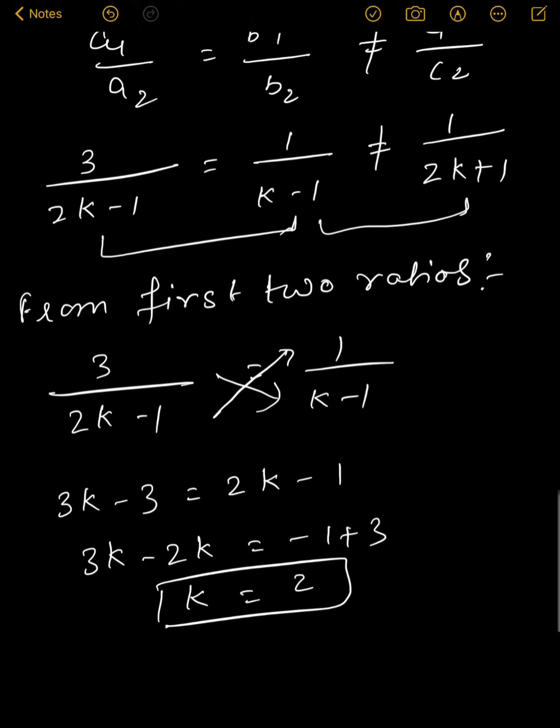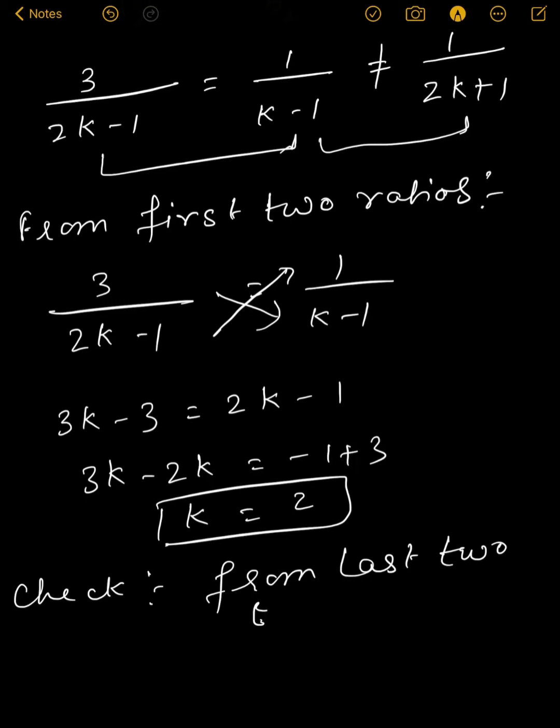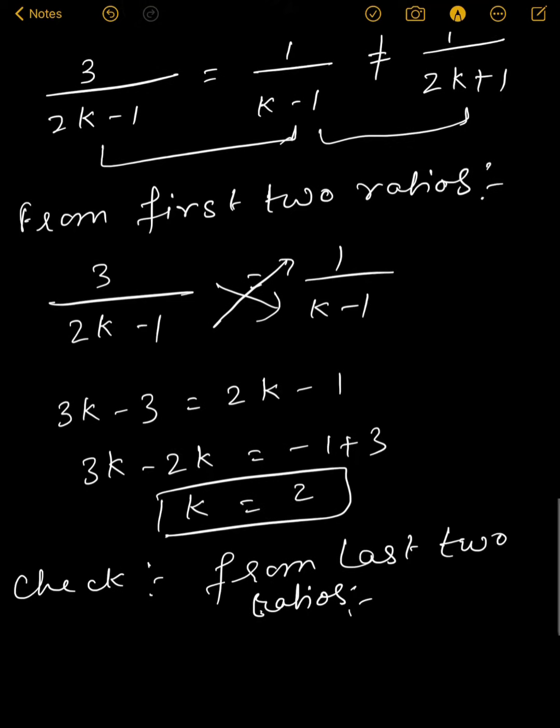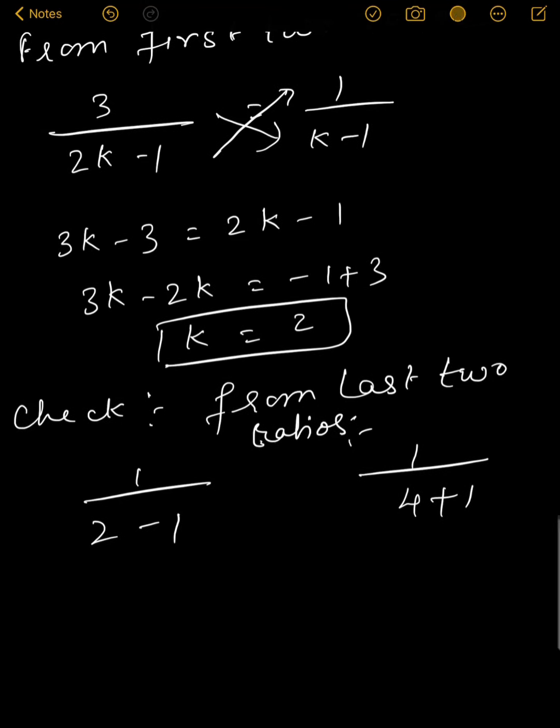So let's check it with the second ratios, whether it satisfies or not. Check. From last two ratios, 1 upon 2 minus 1 and the second one is 1 upon 2 times 2 plus 1. This is 1 upon 1, that is 1. 1 is not equal to 1 upon 5. That means our answer is correct.